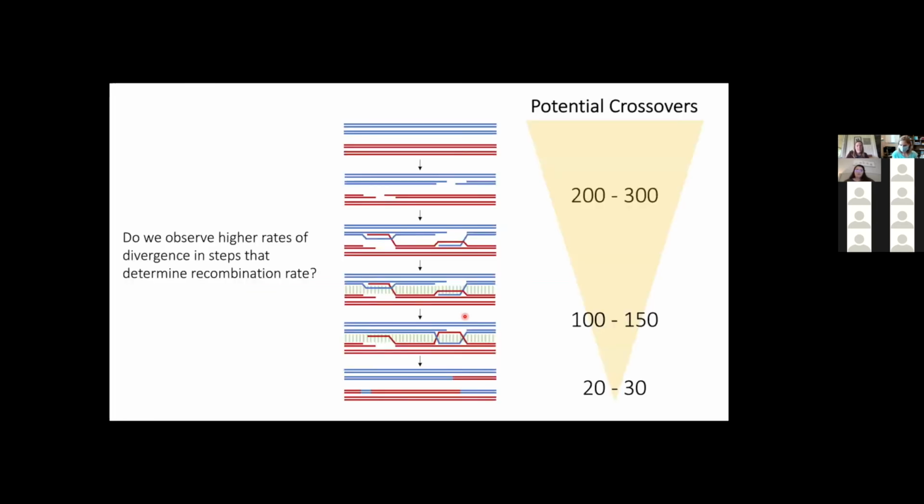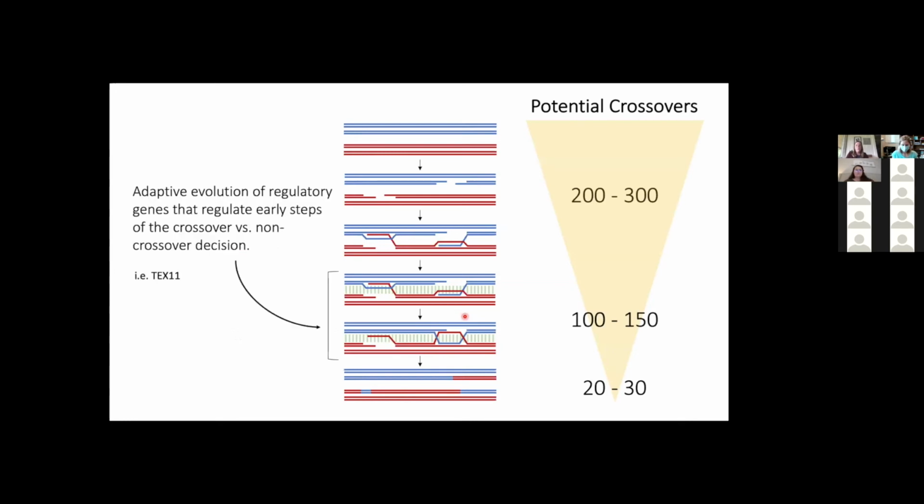All right. So to summarize, we wanted to know if we observed higher rates of divergence in steps that determine recombination rate. And we found that we had a stronger, statistically significant signature of more adaptive evolution of regulatory steps that regulate these early steps of the crossover, non-crossover decision. And specifically, we found some really interesting results about how TEX11, the molecular changes in that gene, could be associated with phenotypic changes in recombination rate across the mammalian phylogeny.